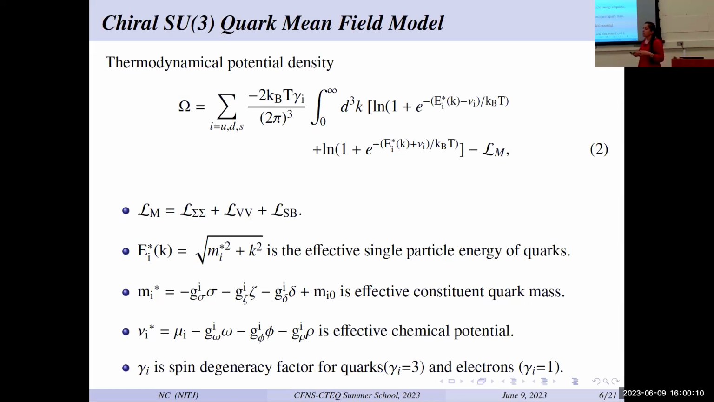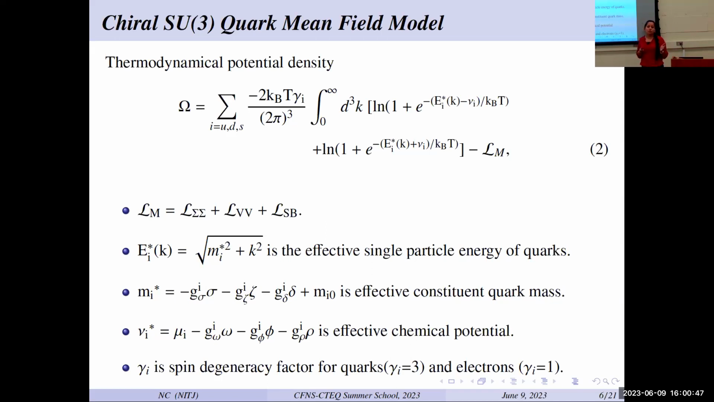Now moving on, by using our statistical physics, we know from the Lagrangian, we can go to our thermodynamic potential. So by using all the mathematics, we come to the thermodynamic potential density defined. In this thermodynamic potential density, the main term is this E_i star. So E_i star basically represents the effective single particle energy of quarks, because this particle energy will be modified due to the different fields. It can be written as the square root of m_i star squared plus k squared, where k represents our momentum, and this m_i star is the effective mass.